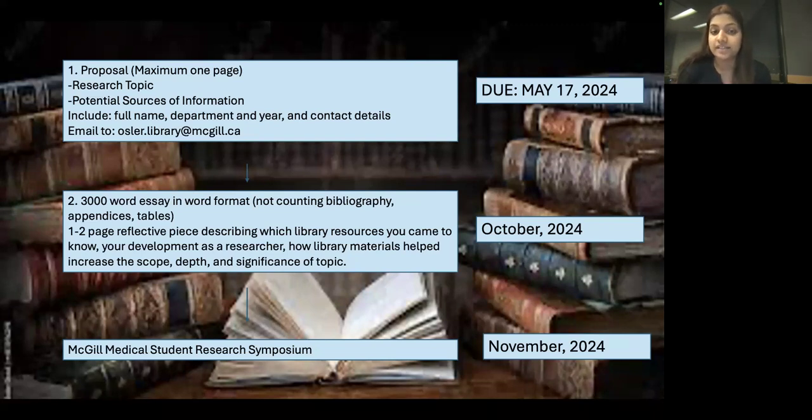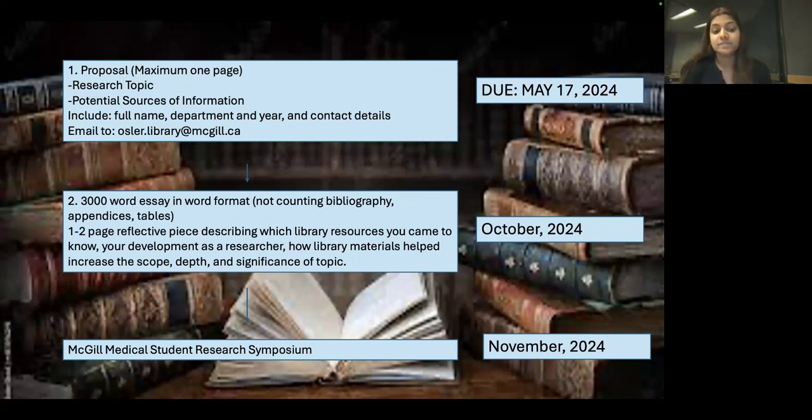So this proposal is due on May 17th, and you would basically have to email it to the email right here. It's the Osler Library's email. Then the second step, once your proposal is approved, would be the 3,000 word essay. And you will have to submit it in a Word format. And this word count does not include the bibliography, appendices, and the tables. And with this 3,000 word essay, you would also have to submit a 1 to 2 page reflective piece.